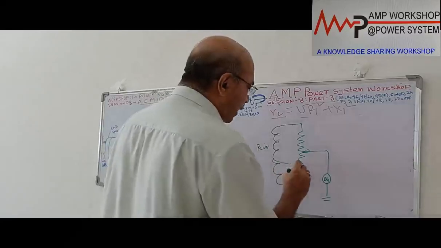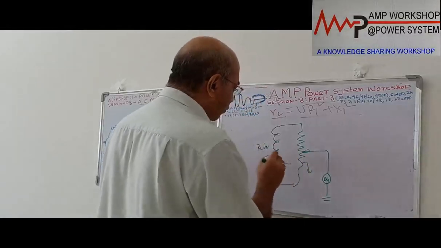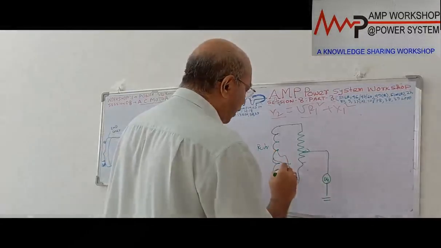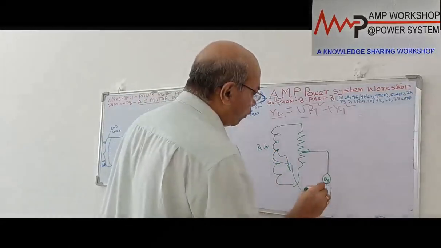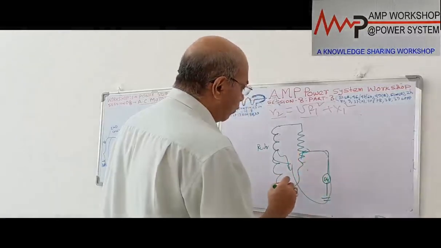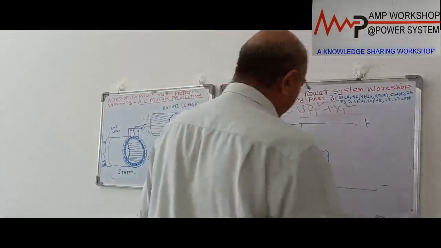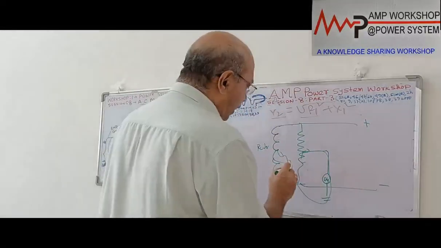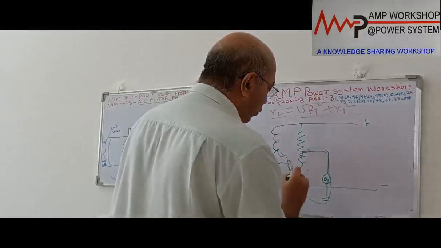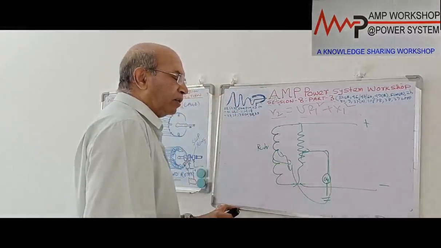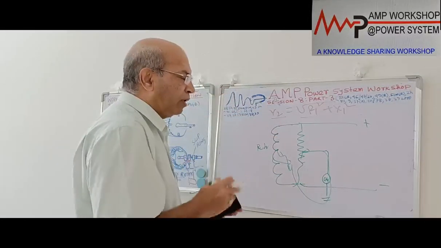So if there is an earth fault somewhere on the winding, then immediately earth fault current will flow through this. This is connected, this is positive, this is negative. So if there is an earth fault over here, then immediately the fault current will come over here and go back. This way we can protect this 64 relay, that is the potentiometer method we discussed.